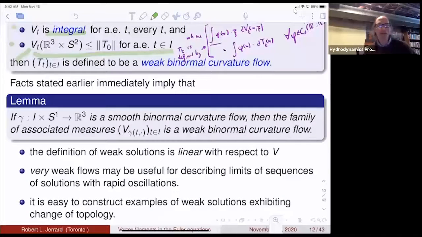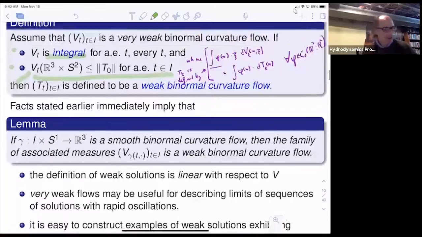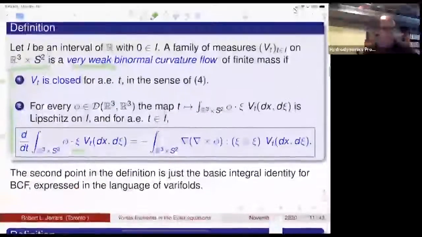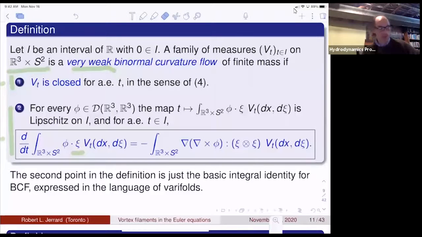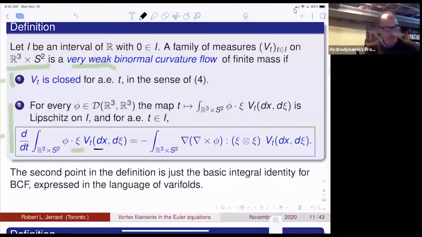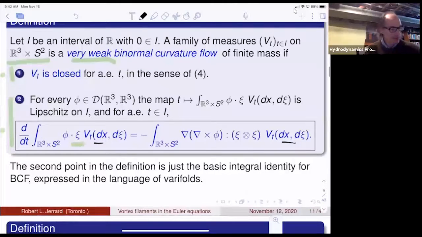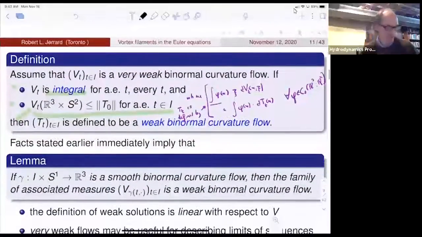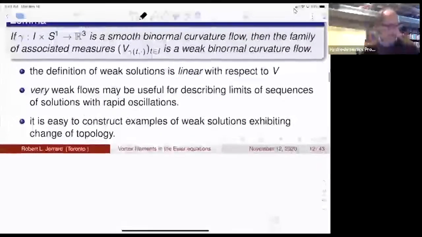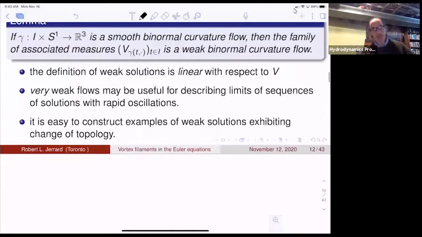Okay, so then let me point out that in the definition of weak solutions, here's where the solution is this object V sub t. Here it is. Here and here and here, it appears in a linear way in the definition of closed. So although the flow is highly nonlinear, weirdly this V sub t appears linearly in the definition of weak solution. This should make us a little uneasy, but okay, the last conditions aren't quite linear. And so these very weak flows may in principle be useful for describing sequences of solutions with rapid oscillations. And then it's easy to construct examples of weak solutions exhibiting changing topologies.